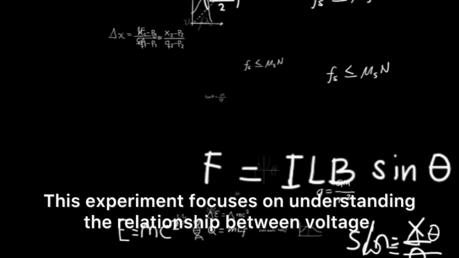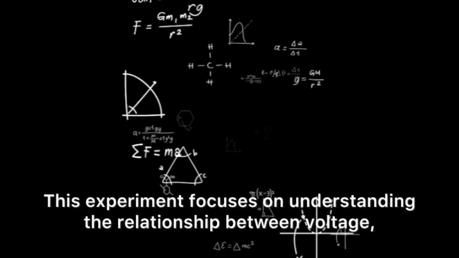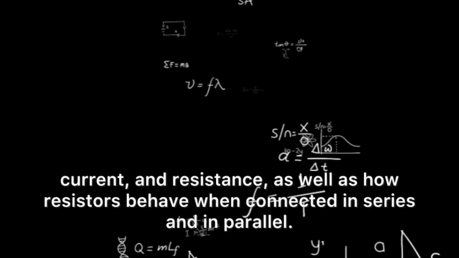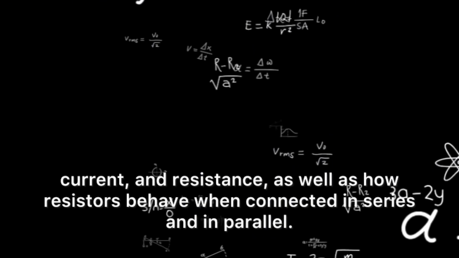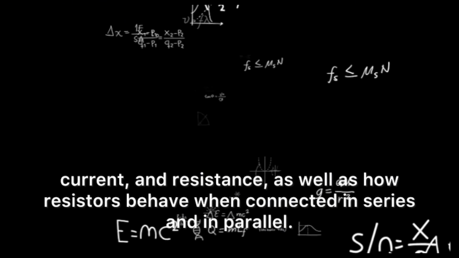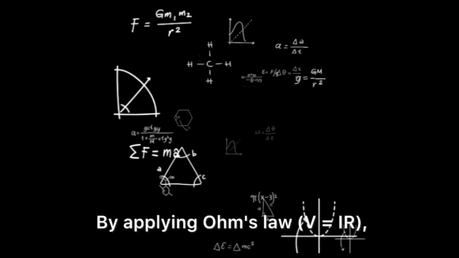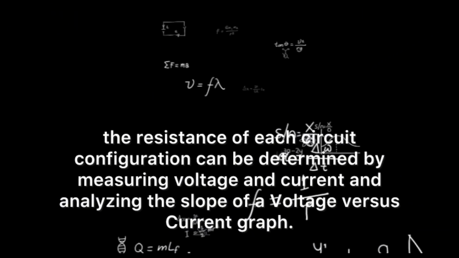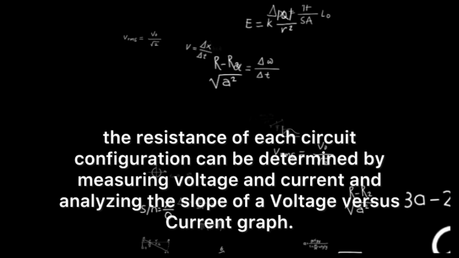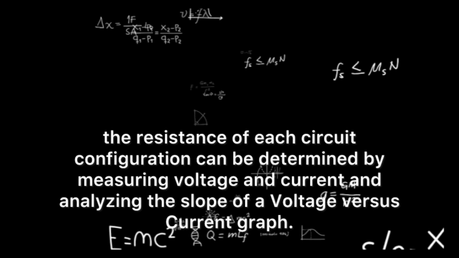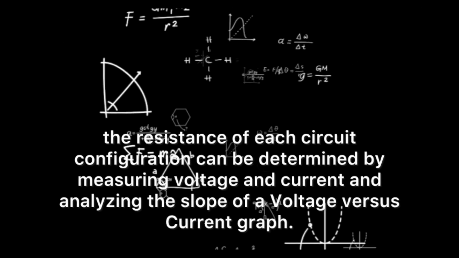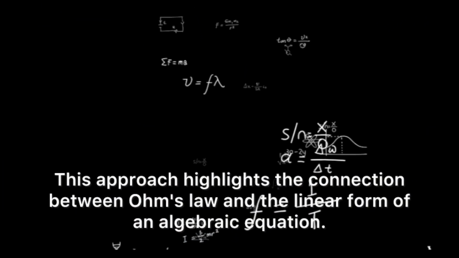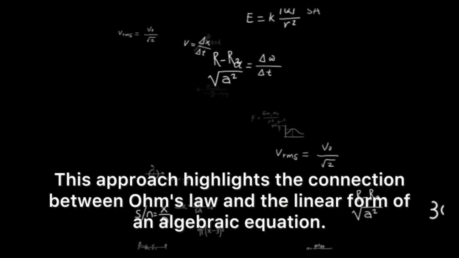This experiment focuses on understanding the relationship between voltage, current, and resistance, as well as how resistors behave when connected in series and in parallel. By applying Ohm's law, V equals IR, the resistance of each circuit configuration can be determined by measuring voltage and current and analyzing the slope of a voltage versus current graph. This approach highlights the connection between Ohm's law and the linear form of an algebraic equation.